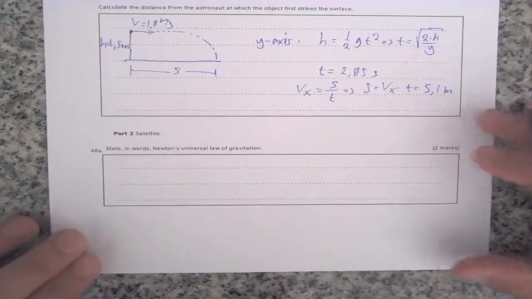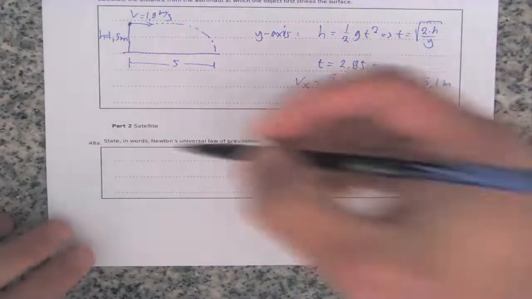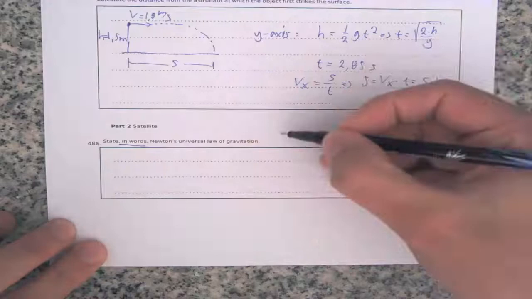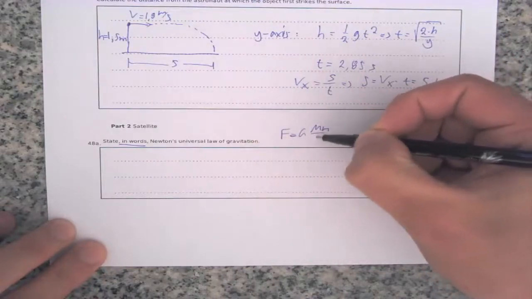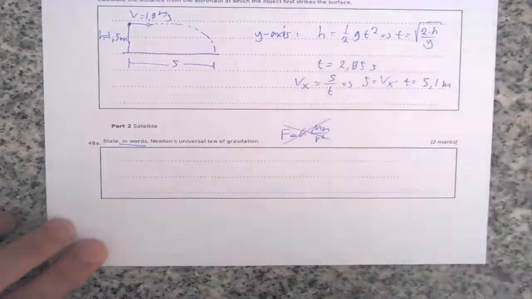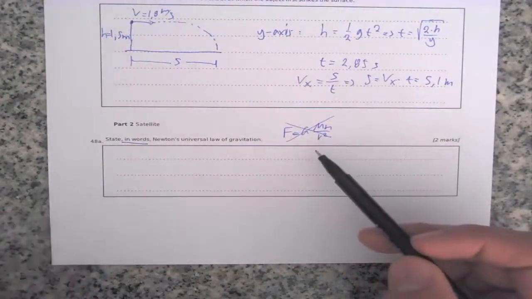And the last one, 48A: state in words Newton's universal law of gravitation. So it specifies here in words, so you cannot just say F is equal to GMm over r squared. This is not acceptable. So what we need is to just explain this formula with words.